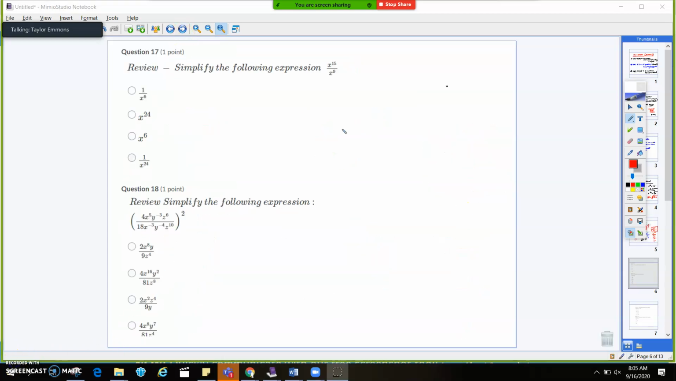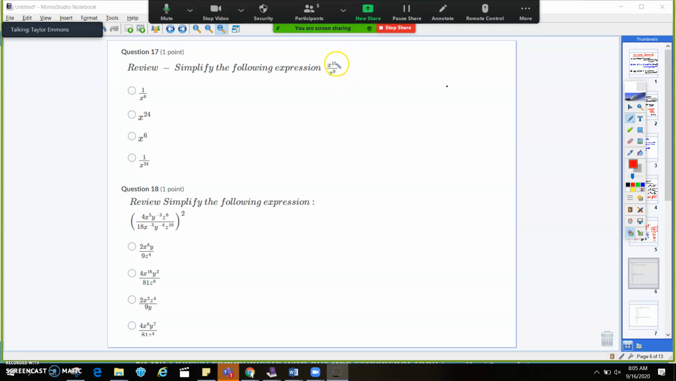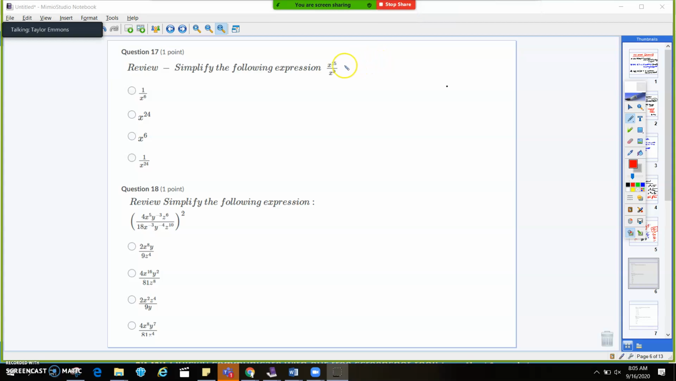So on number 17, we've got a quotient rule, which means that we're going to subtract those exponents. Okay, so 15 minus 9 is going to give us 6. So we're going to have x to the 6th power.